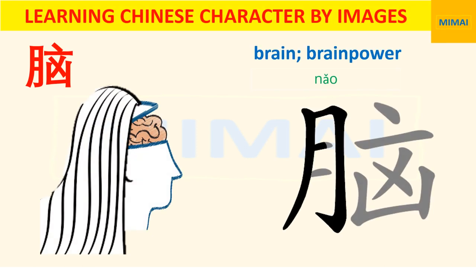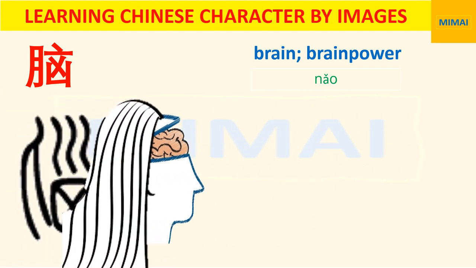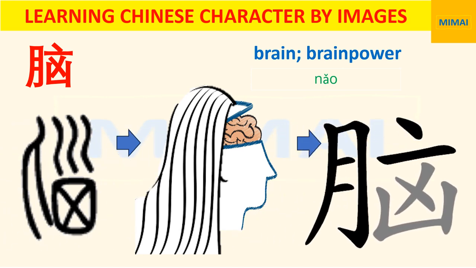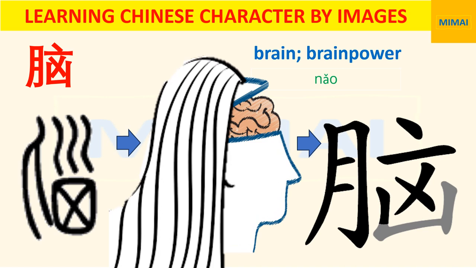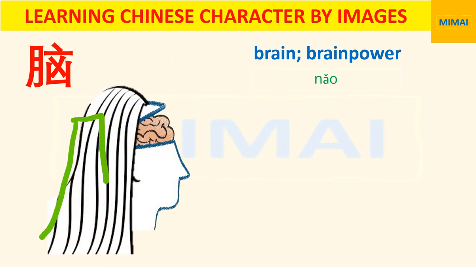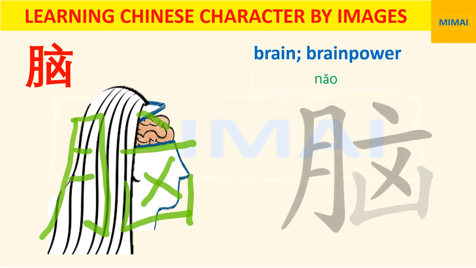Brain, brain power. 脑. This character looks like the long hair on the left. On the right is the image of the brain inside of a head. It is drawn with the symbol of moon on the left. On the right is the image of the head with brain, as the X inside.